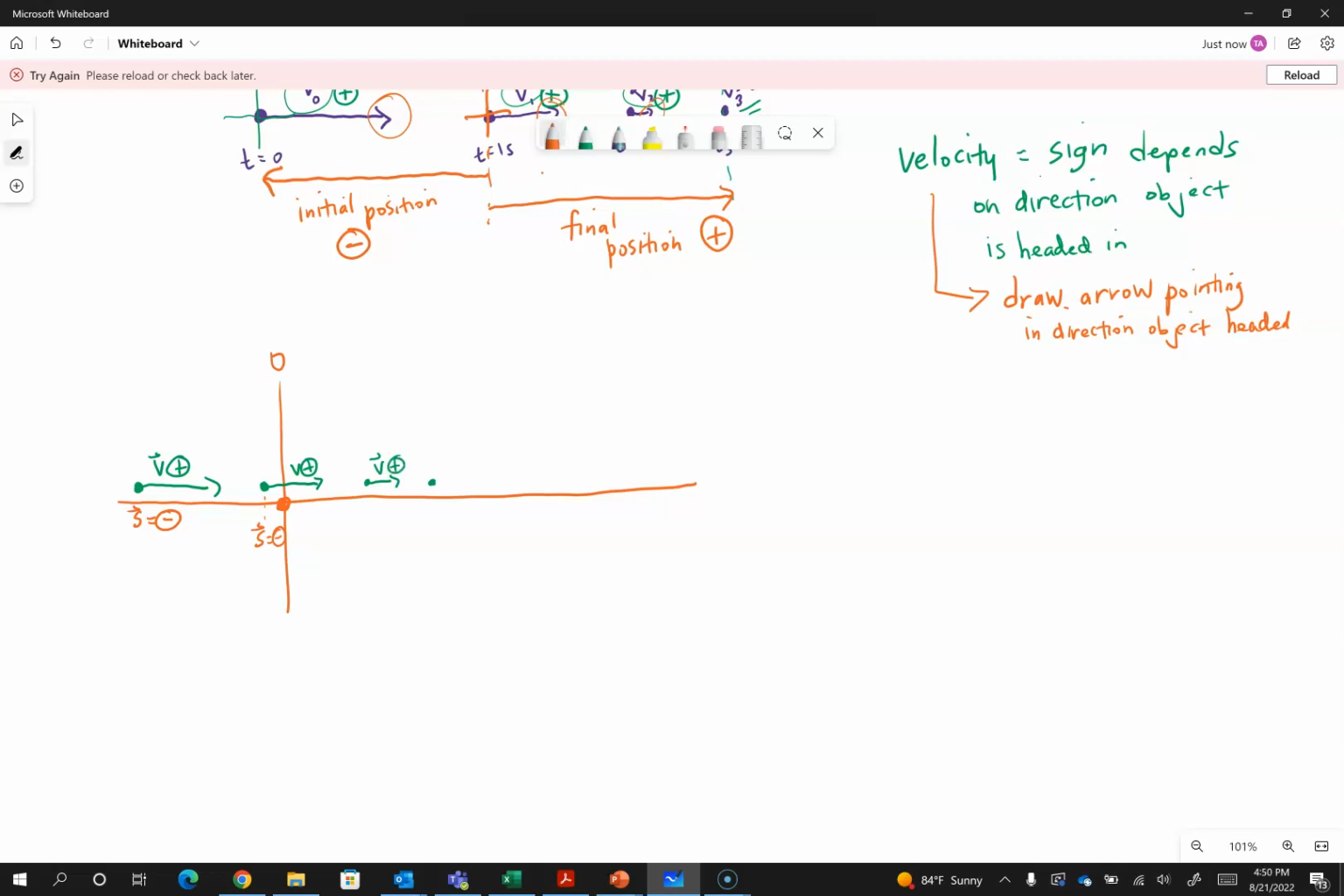The position here now, though, would be positive because this car is to the right of the origin. At this final location I drew, the position is still positive because the car is to the right of the origin, but the velocity is 0 because it has now stopped.